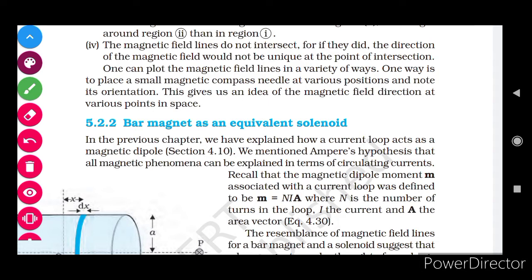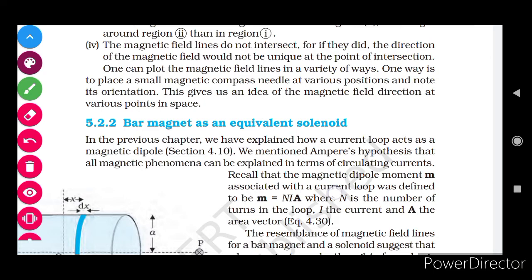In this video I explain article number 5.2.2, bar magnet as an equivalent solenoid. We'll see that the magnetic field due to a bar magnet is similar to that of a solenoid. Also, we'll derive the expression for the magnetic field at the axial point of a solenoid, and we'll see that it is the same as that of a bar magnet.